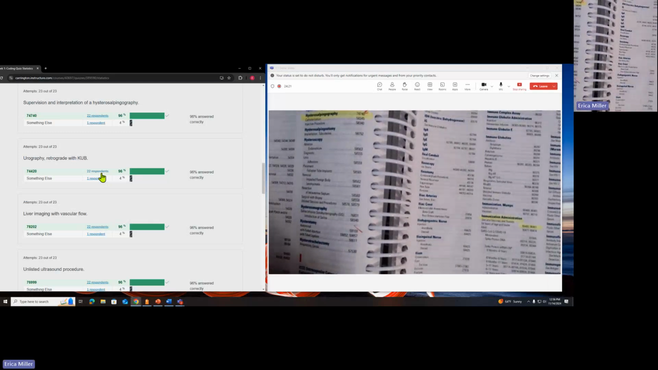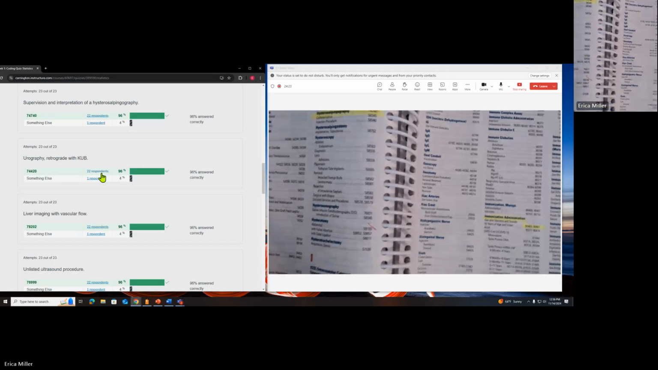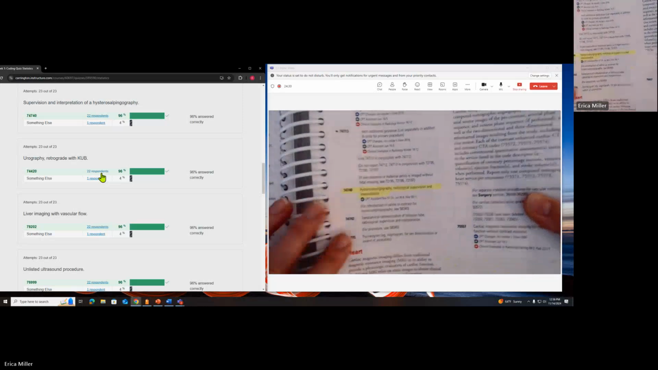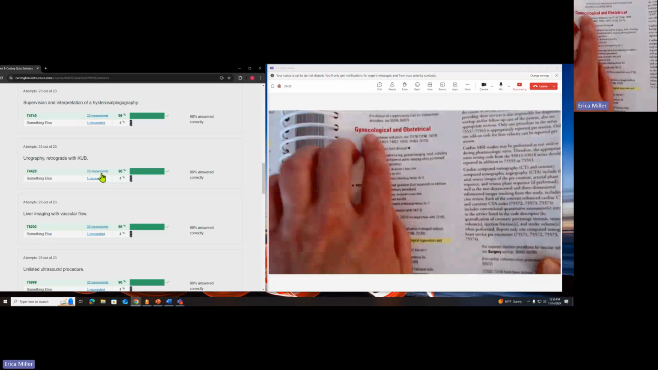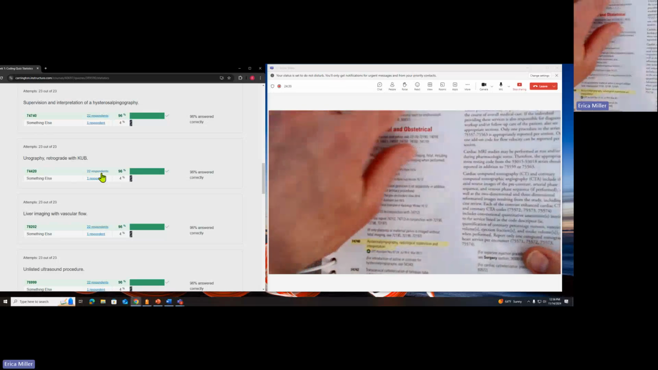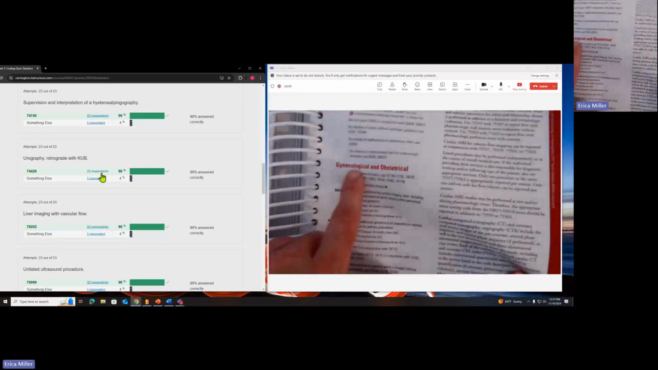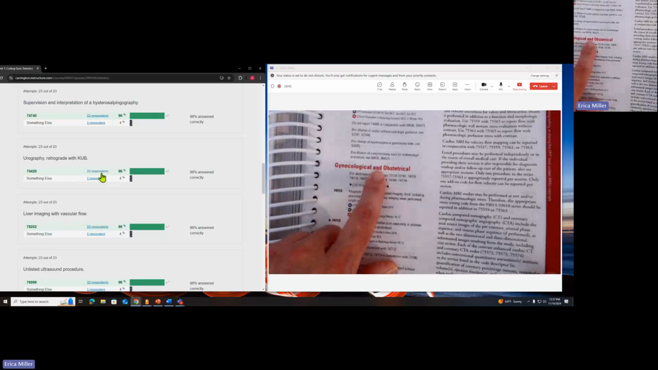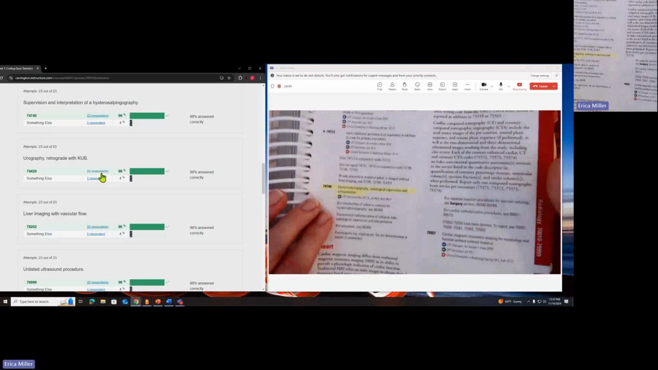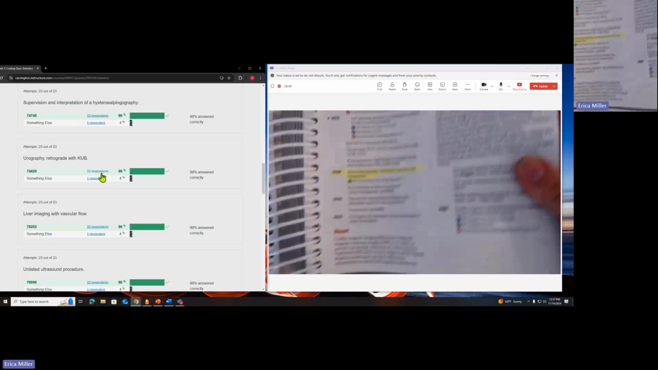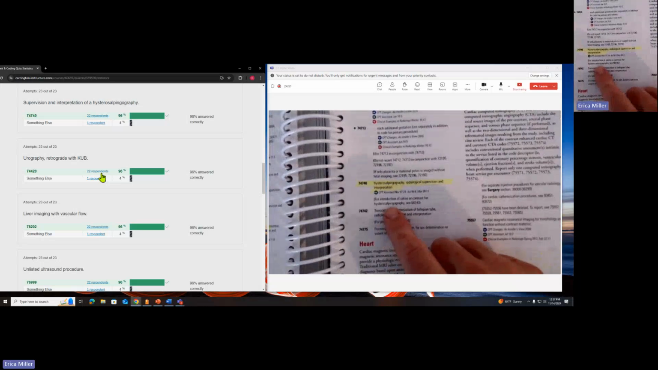So we're going to stick with our 74740 and take it over to your tabular section. Again, just pay attention to the subsection that you're in. We're in diagnostic radiology, excellent, diagnostic imaging, subsection gynecological and obstetrical, and then you'll find your hysterosalpingography, radiologic supervision and interpretation.